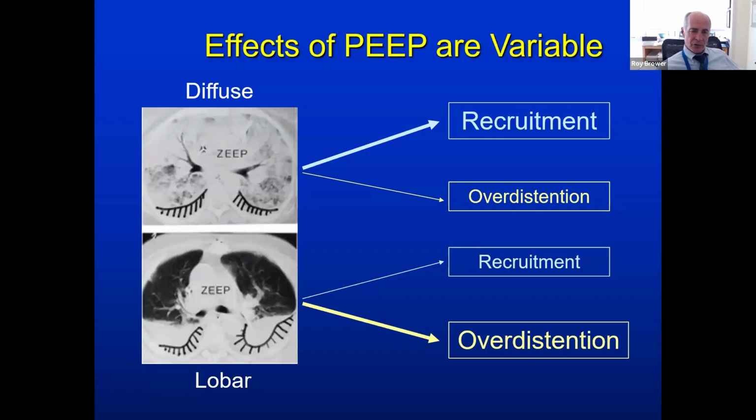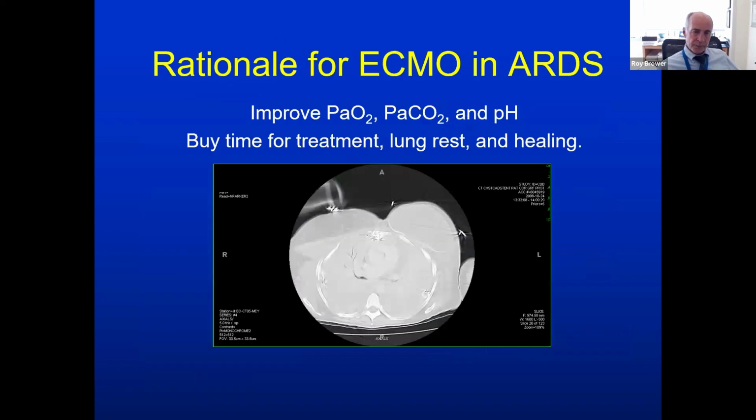So maybe we should try to identify the patients who are recruitable and randomize patients who are recruitable to higher or lower PEEP. Maybe that way we'll be able to demonstrate an improved clinical outcome from higher PEEP. All right, so I'll try to get through the next several slides quickly to save some time.